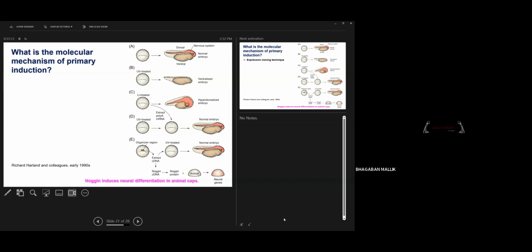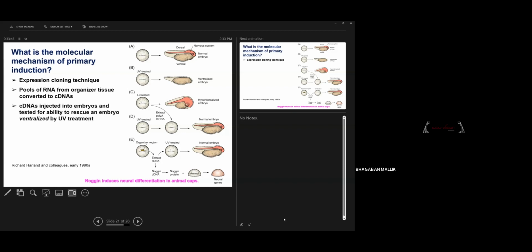So they pinpointed that this is the noggin cDNA or noggin mRNA, which is inducing formation of neural tissue. Later they isolated the noggin protein and treated the animal cap, and they found that neural tissue is generated by the treatment with noggin protein. They did this by cloning the noggin gene, transfecting it and expressing it in the embryo. So all these experiments suggest that the secreted protein noggin is able to induce dorsal neural tissue.